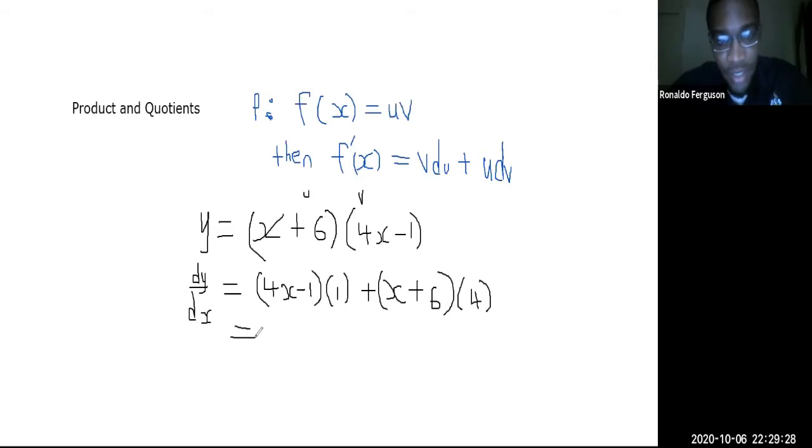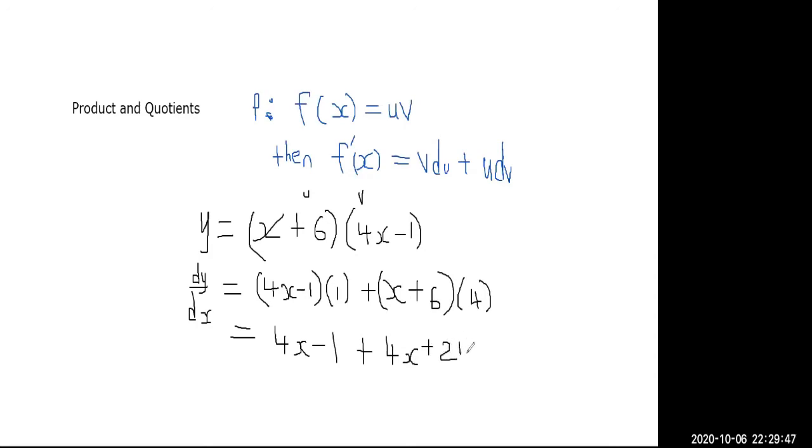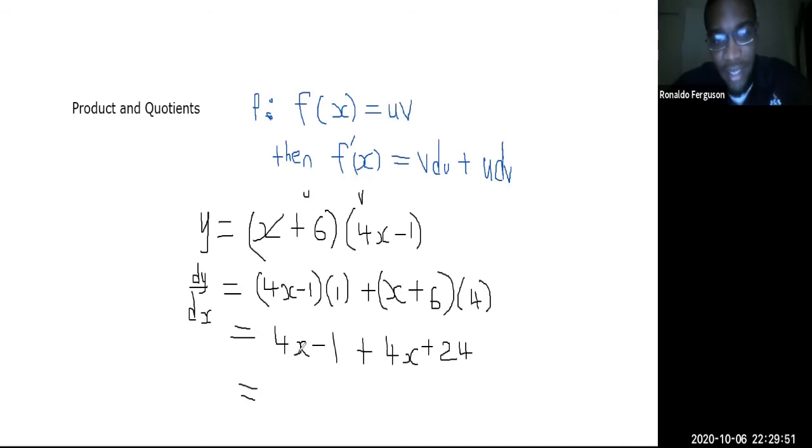And so what this works out to be then is, we can simplify it if we want. We get 4x minus 1 plus x plus 6 times 4, that becomes 4x plus 24. Okay. So if we want, we can go further to add it. And so we get 4x plus 4x is 8x. And then minus 1 plus 24 is 23. And so that is dy by dx. Alright, dy by dx is 8x plus 23. And so that's when we have a product.